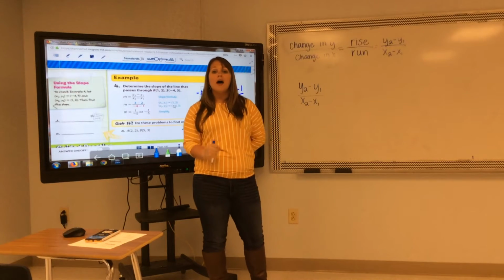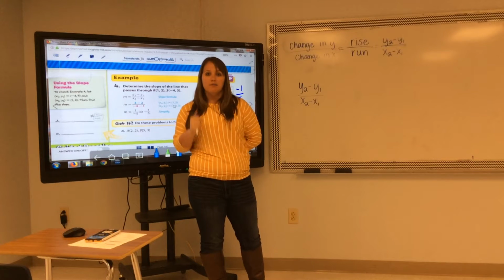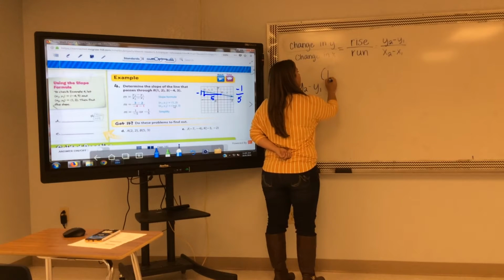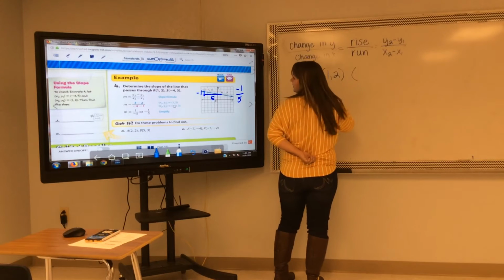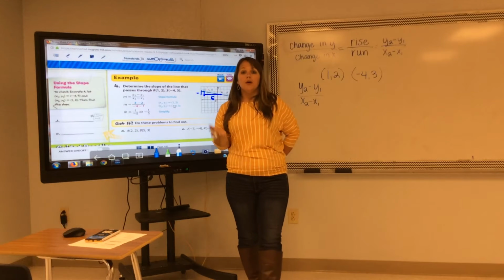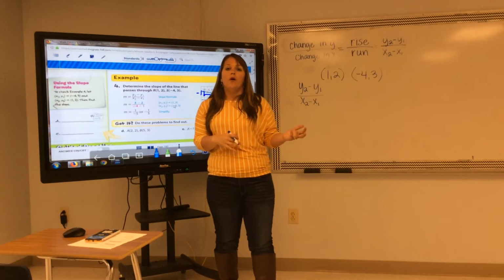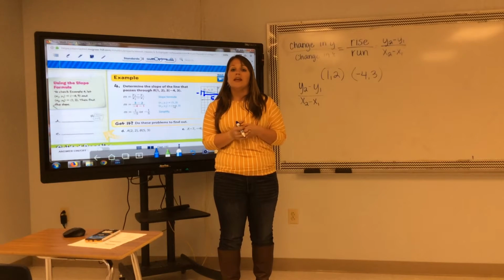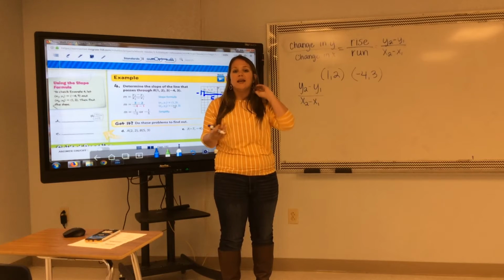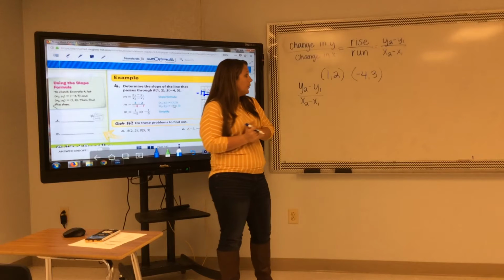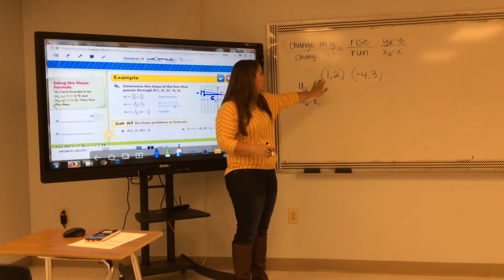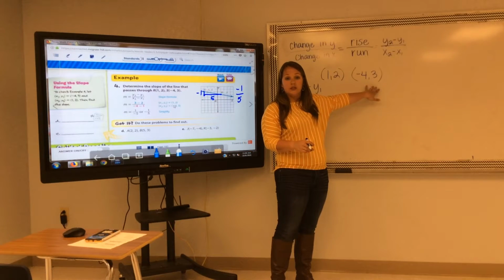Secondly, you must label your points. So I have the point (1, 2), and I have the point (-4, 3). If you remember, it doesn't matter which one you call point 1 and which one you call point 2, as long as you keep the points together. So I'm just going to use the first one as point 1 and the second one listed as point 2. For all of your assignments, I want you to do that the same way. The first point given to you is point 1. The second point given to you is point 2.